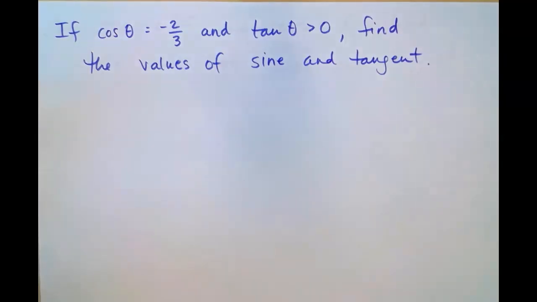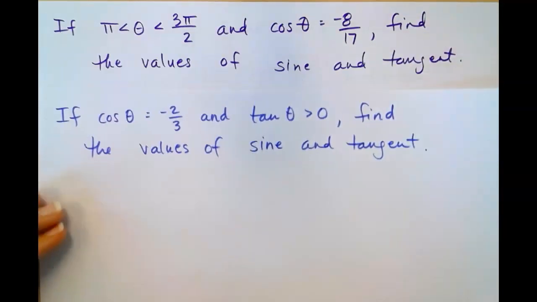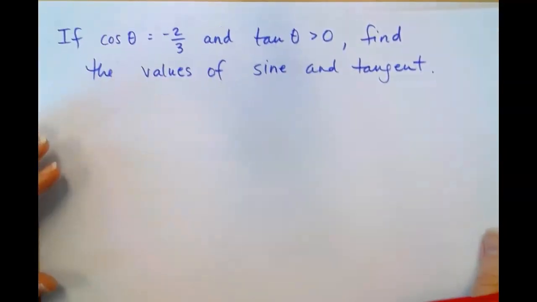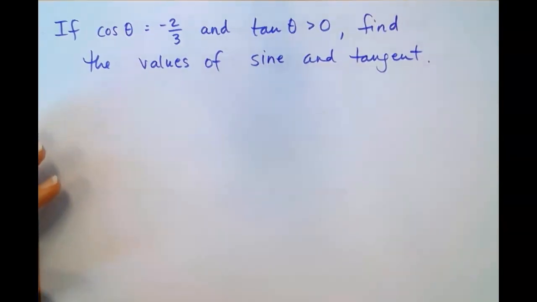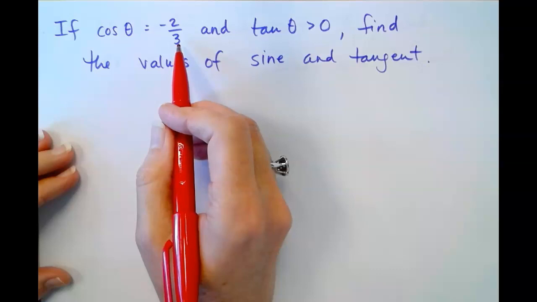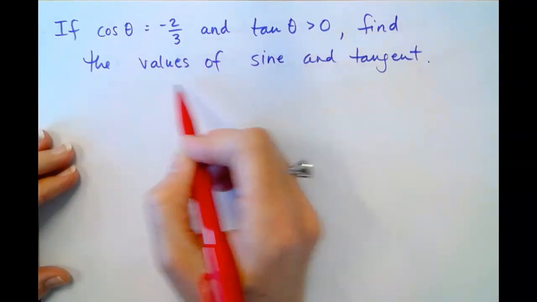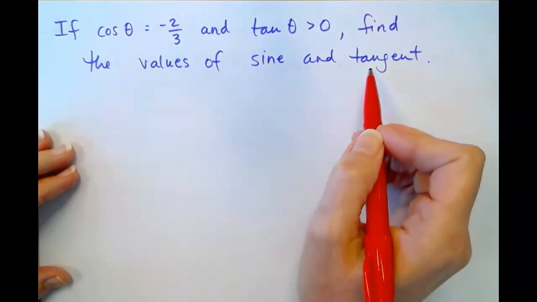Let's go, pre-cal, chapter 4, test review. I've got two problems to start off with that are very similar, but you'll have an opportunity to see them done two different ways. So first of all, if cosine equals -2/3 and tangent is greater than 0, find the values of the sine and the tangent.